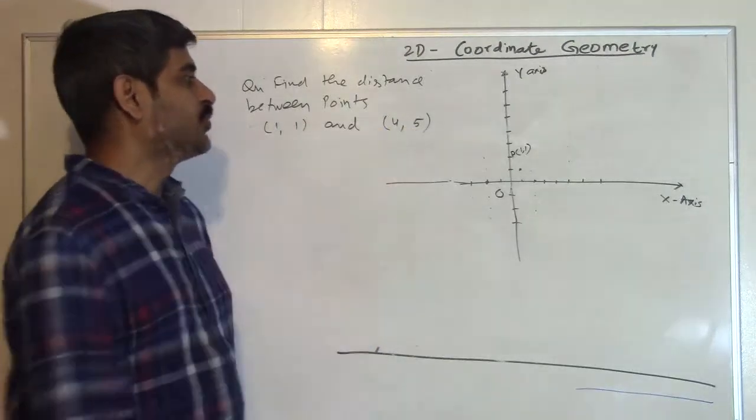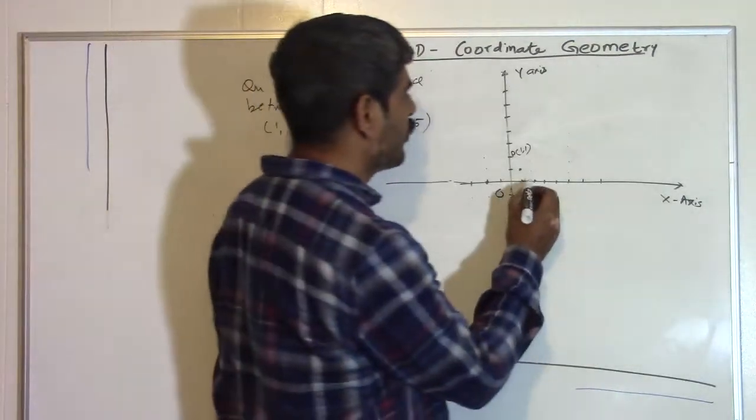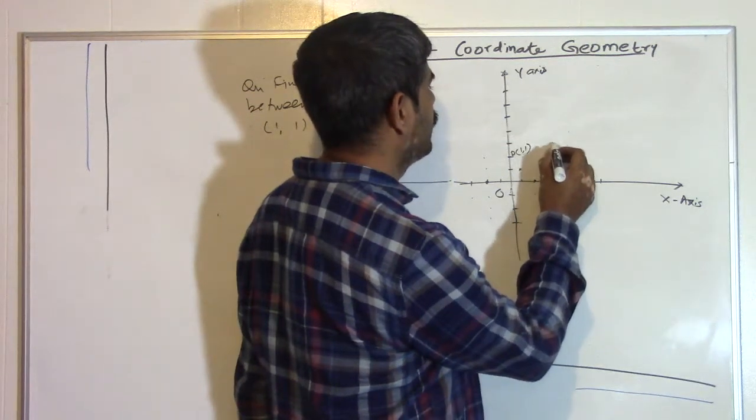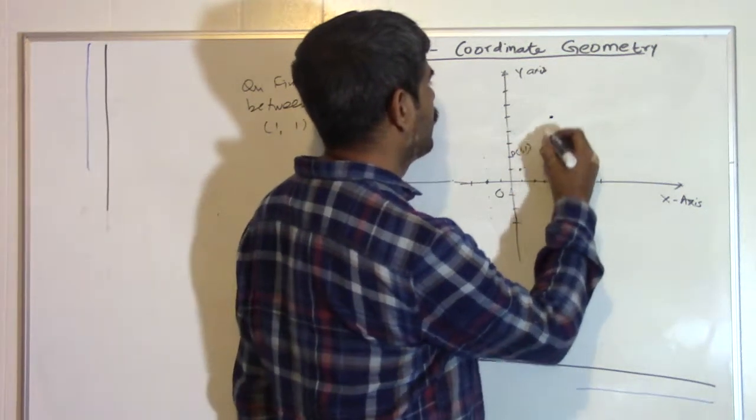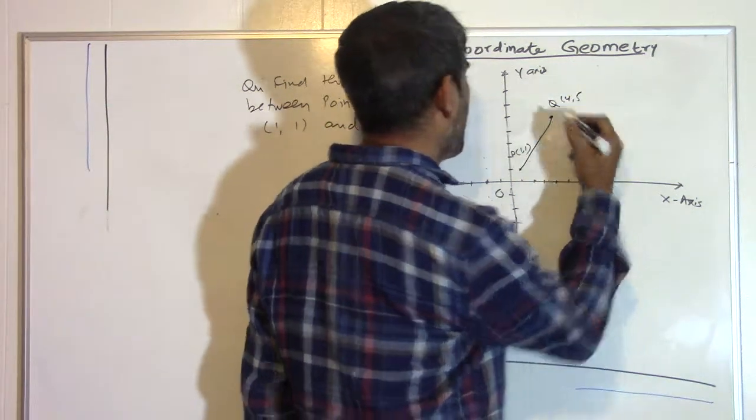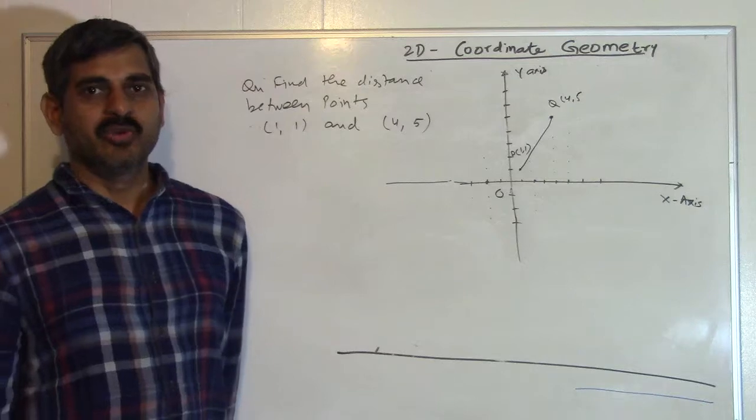The second point is 4, 5. So 1, 2, 3, 4 here and 5 here. This is called Q, which is 4 and 5. If I join this line, I'm asked to find out what is going to be its length.